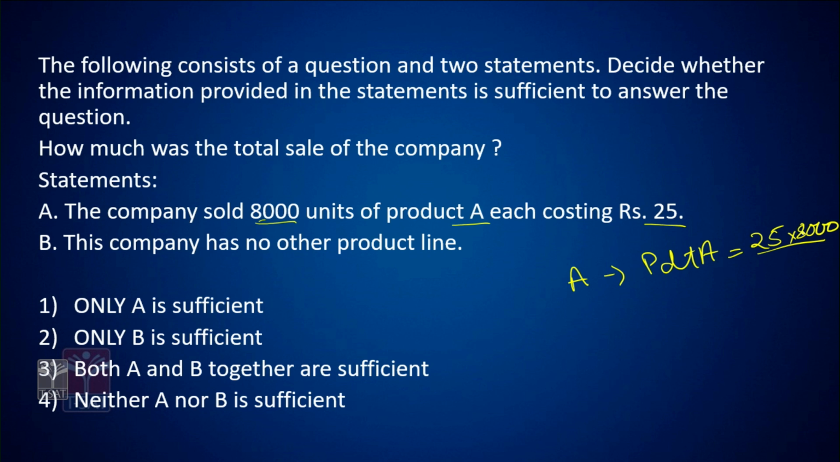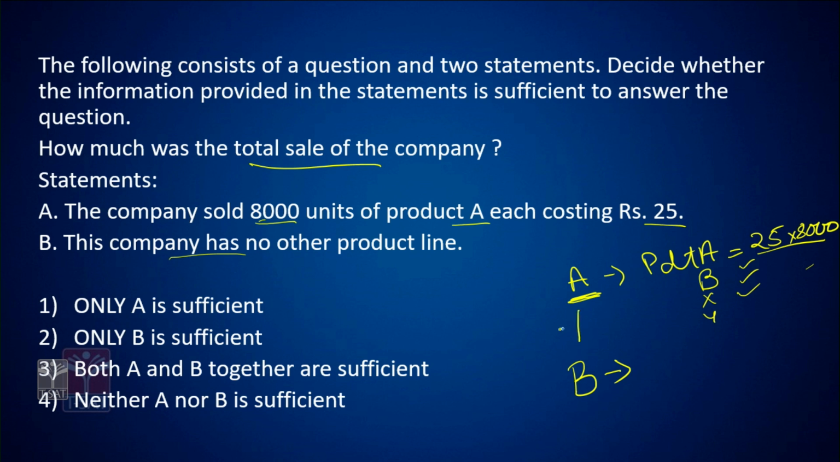But there is a question that there could be a product B, a product X or a product Y which could have added to the sales of the company. So we do not know what the total sales of the company are from the information given in A alone. Now, if you look at statement B alone, the company has no other product line. This statement on its own makes no sense at all. So that's why B alone can also not answer the question.